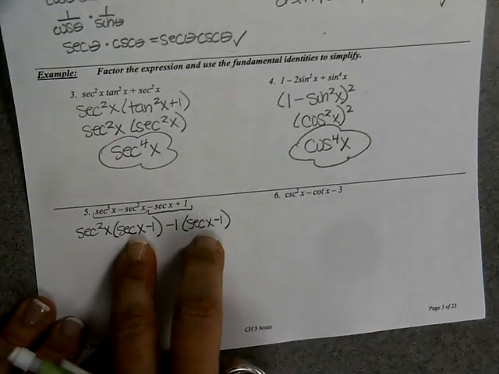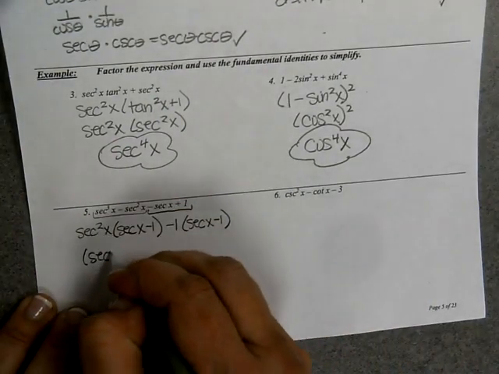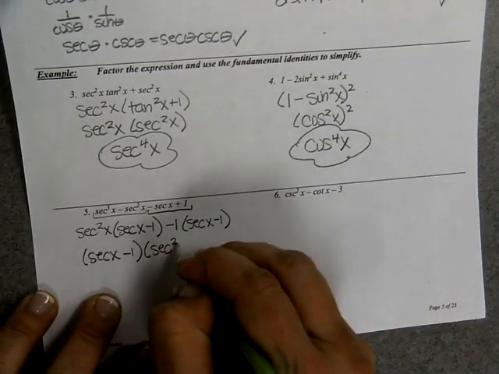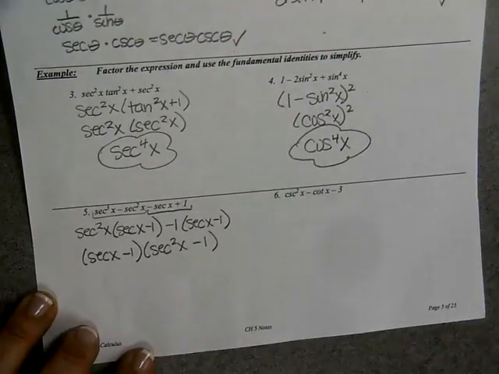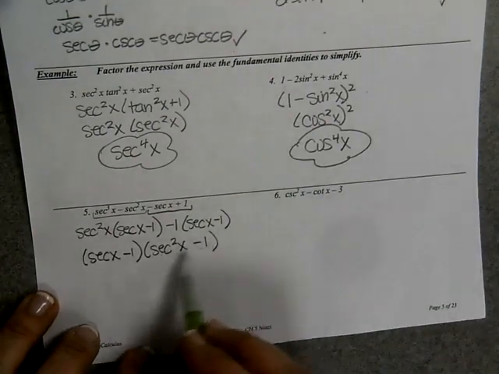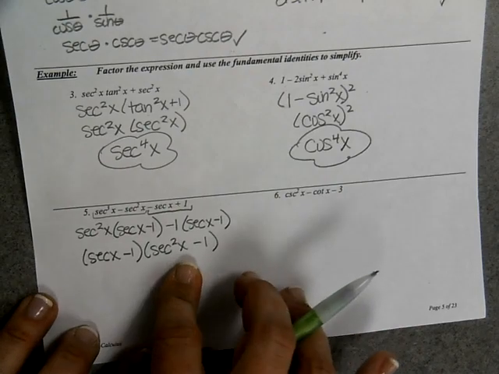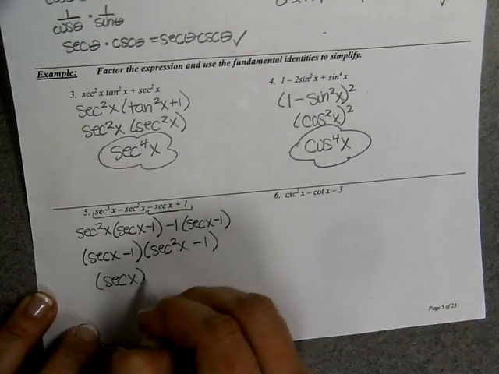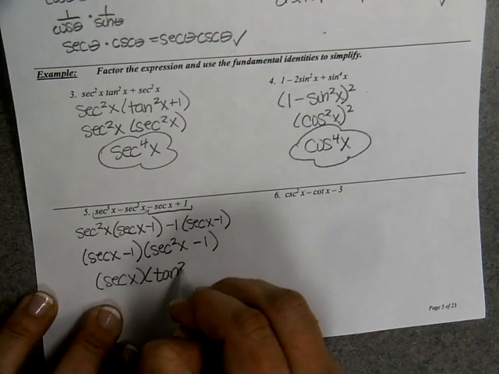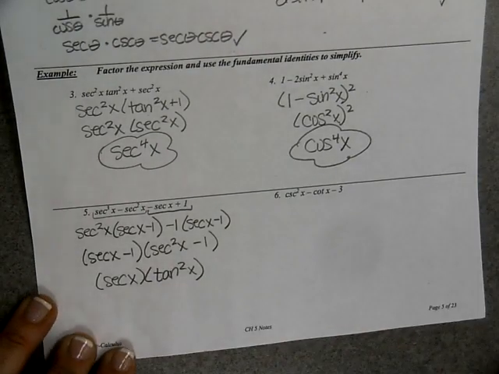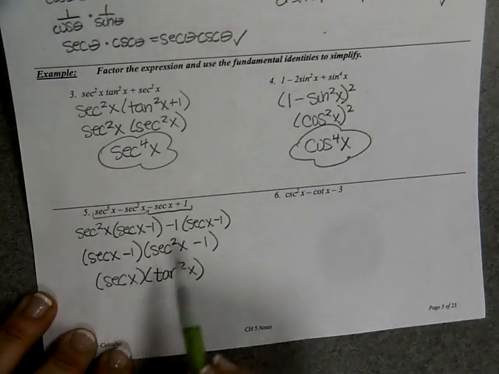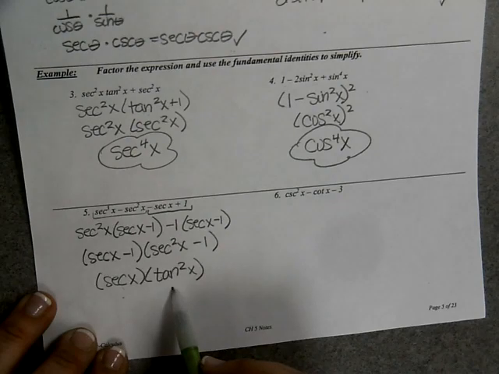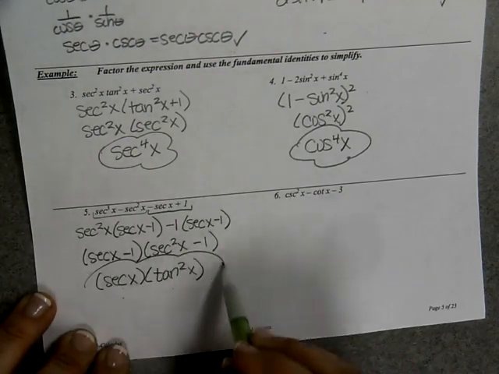And I can see that I can group. So one of my factors will be secant x minus 1. The other will be secant squared x minus 1. And look, these make up one of the Pythagorean identities. I know that secant squared x minus 1 is the same as tangent squared x. And we could think about turning it into sine and cosine, but secant involves cosine in the denominator, as does tangent. So this is going to be all she wrote.